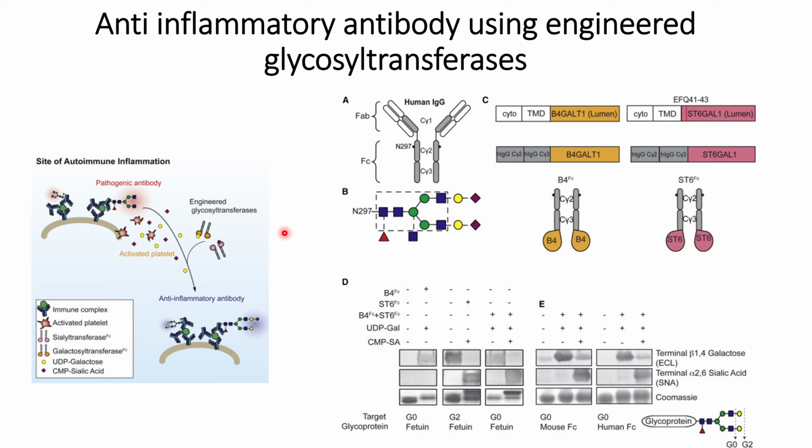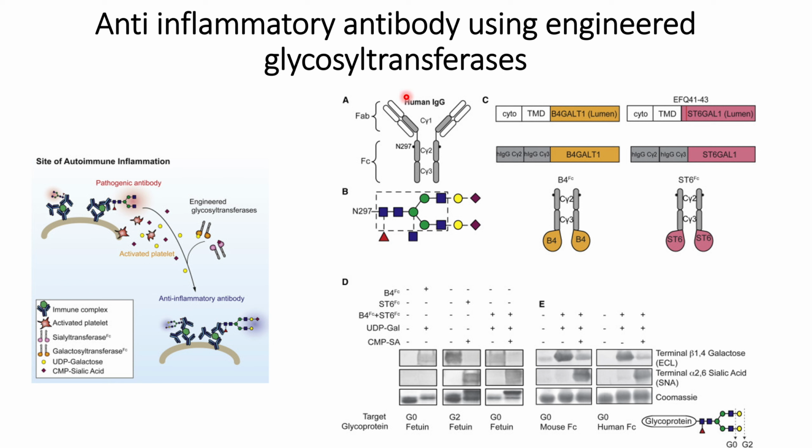So in order to work on this hypothesis, they fused glycosyltransferase into the Fc portion of human IgG, and that is shown in panel C. They fused B4GalT1, which they termed B4FC, and another glycosyltransferase, ST6-GAL1, which they termed ST6FC. Now let's start with panel A.